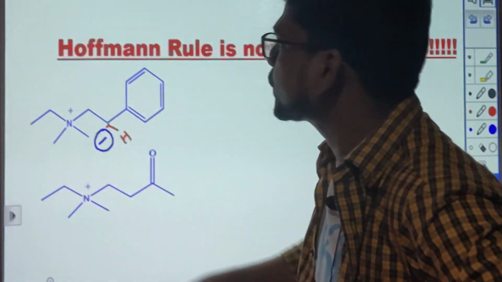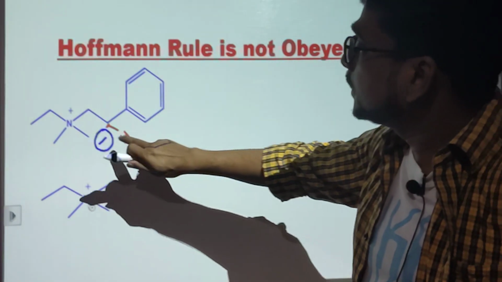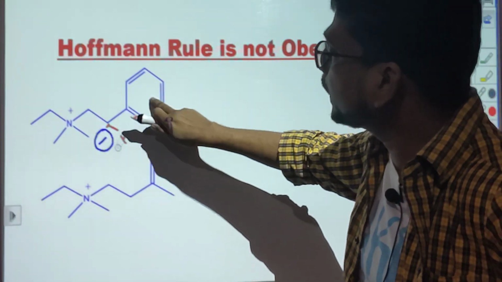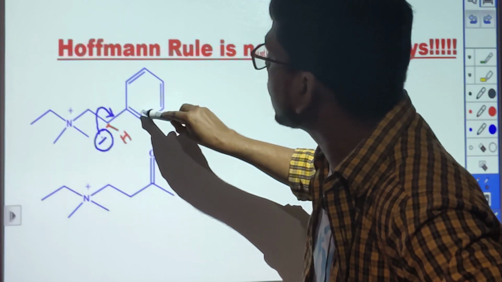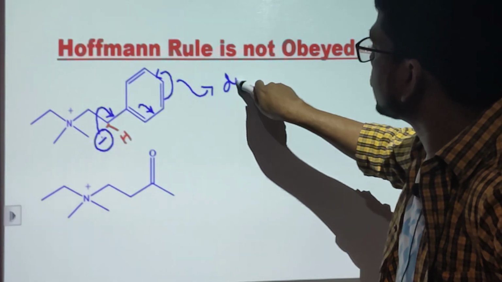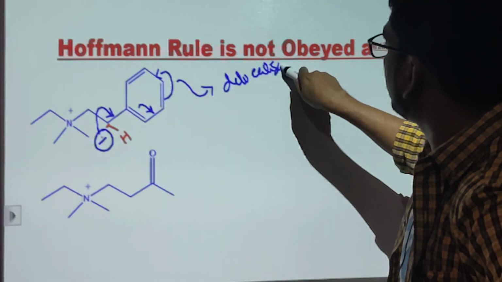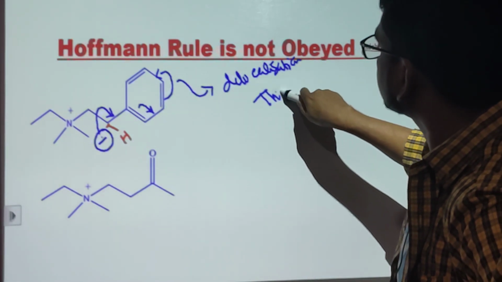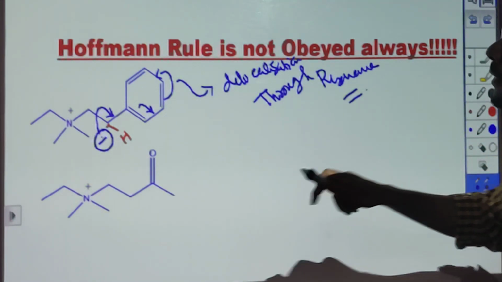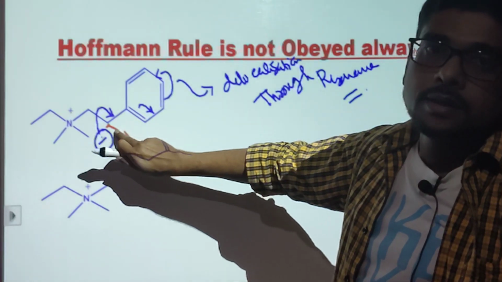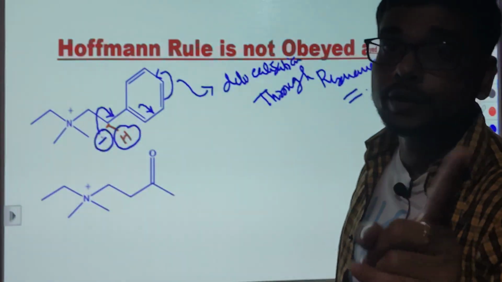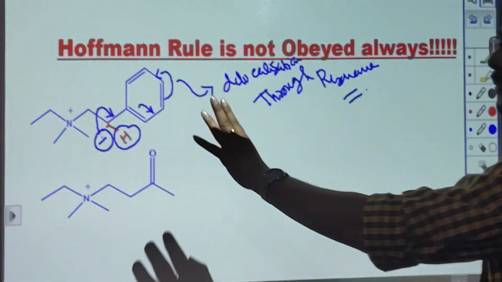Say, if carbanion formation takes place here, what will happen? This negative charge is in conjugation with this benzene ring, the pi cloud. So it is basically delocalized. Resonance will take place, so delocalization through resonance. Because of that, this conjugate base is very stable, and this is the most acidic hydrogen compared to this one. So in this case, the more substituted product will be the major product.